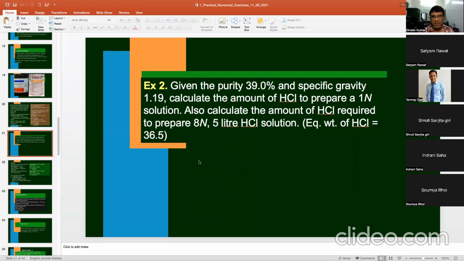This is the numerical, this is the exercise. You can do it now. So please do it. This is the example and you tell me the answer. Given the purity 39% and specific gravity 1.19, calculate the amount of HCl to prepare a 1 normal solution. Also calculate the amount of HCl required to prepare 8 normal 5 liter HCl solution. Equivalent weight of HCl is 36.5. So please do it now. And once finished, you inform me.